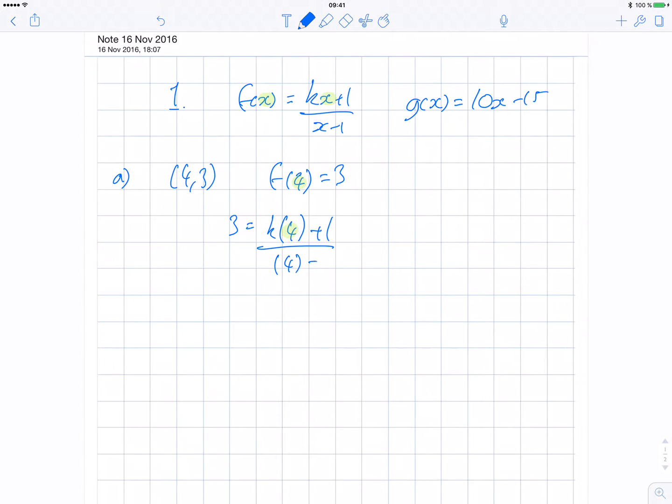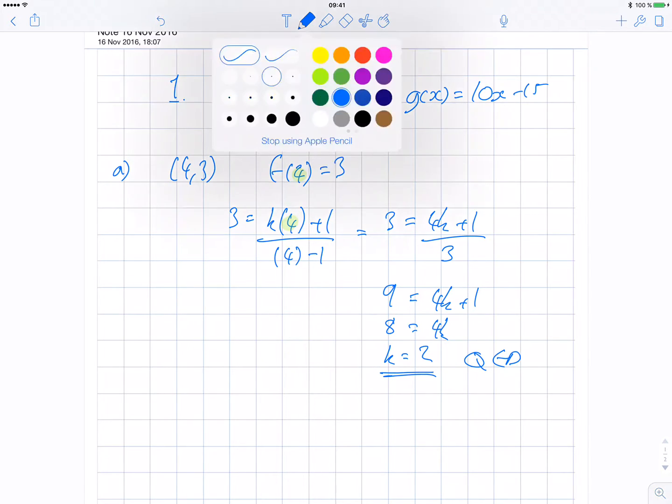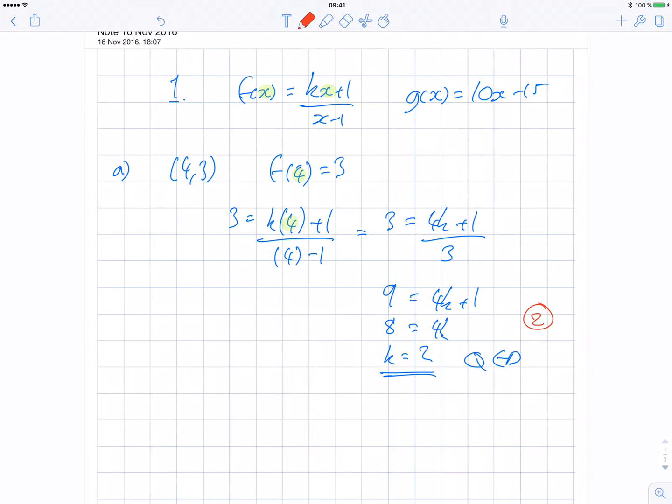And that's 4 minus 1. Do a bit of rearranging. So 3 is equal to (4k plus 1) divided by 3. Multiplying up by the 3, 3 times 3 is 9. So 4k plus 1 equals 9. Take away 1 from both sides. I get 4k is equal to 8, divided by 4. So k is equal to 8 divided by 4, which is 2. And I've shown it, so I say QED, and I get myself 2 straightforward marks.